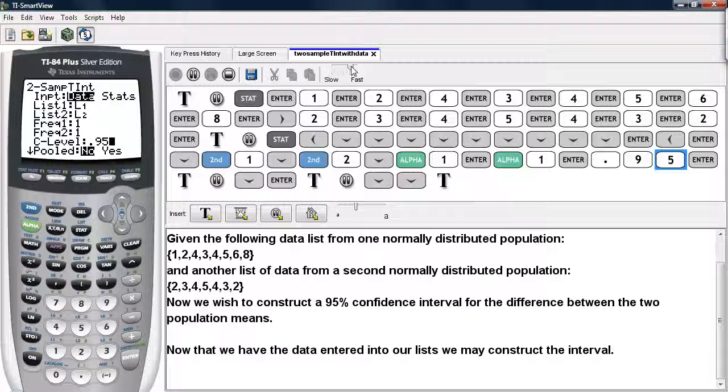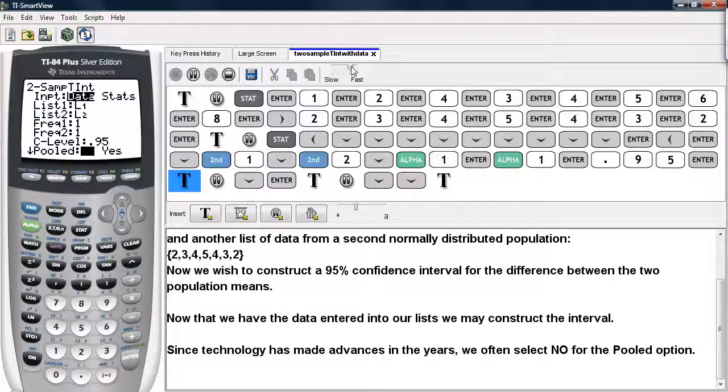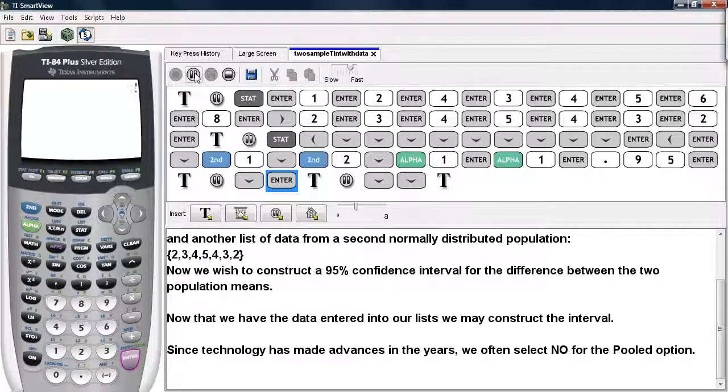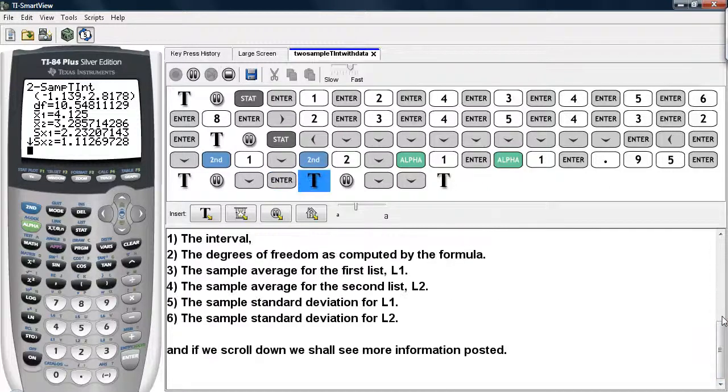So we have set up a confidence level at 95%. And since technology has made advances, it's very common that we select no for the pooled option on the 2-SampTInt command. So we'll keep it at no. We'll ask the calculator to calculate. And here we have our information.